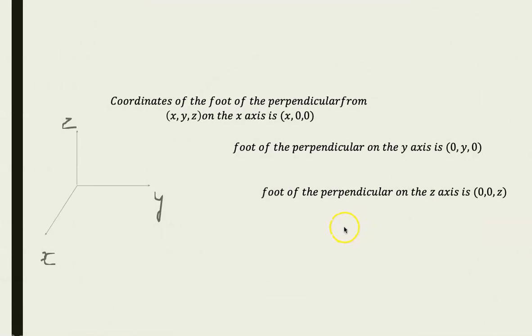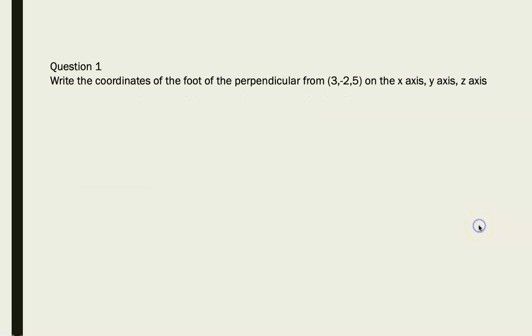So coordinates of the foot of the perpendicular from any point on the x-axis is x, 0, 0. Coordinates of the foot of the perpendicular on the y-axis is 0, y, 0. And on the z-axis, x and y are 0. So coordinates of the foot of the perpendicular on the z-axis is 0, 0, z.